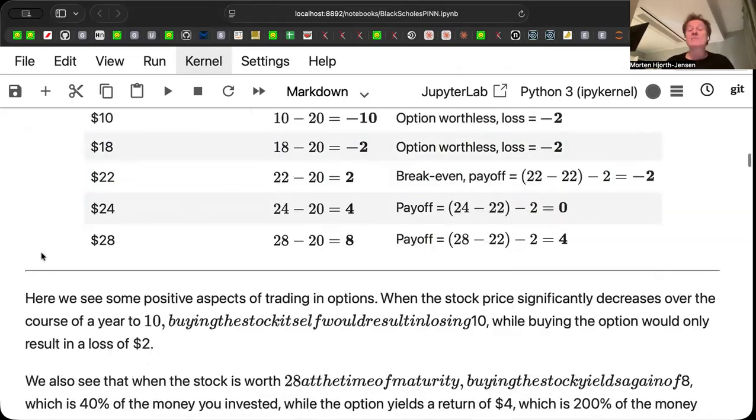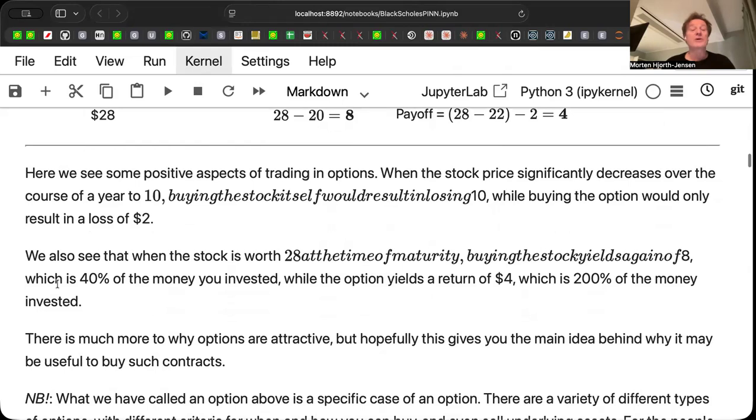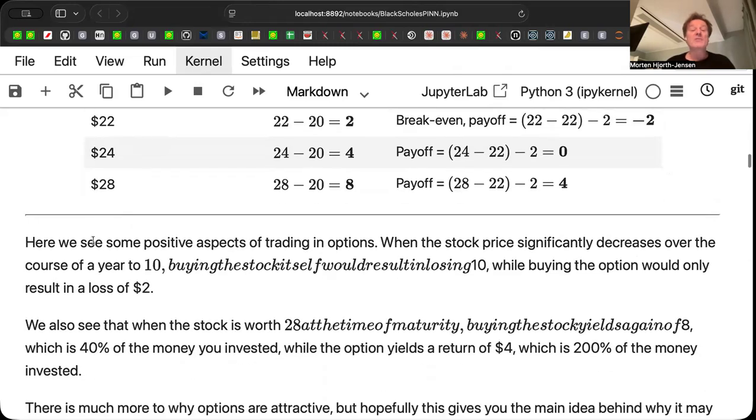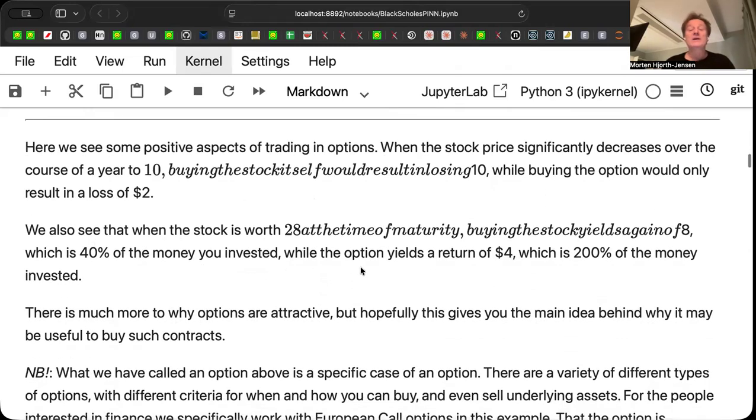So you see some positive aspects of trading in options when the stock price significantly decreases over the course of a year to, let's say, 10. Buying the stock itself would result in losing $10, while buying the option would only result in a loss of 2. And when the stock is worth 28, which we had in this case, at the time of maturity, buying the stock yields a gain of 8, which is 40% of the money you invested, while the option itself yields a return of 4, which is 200% of the money invested.